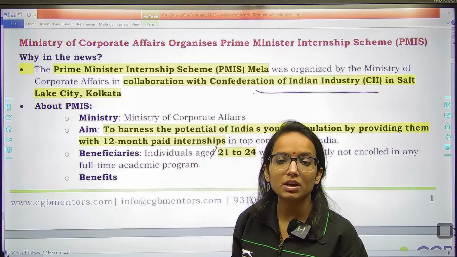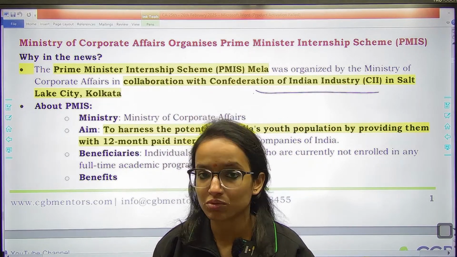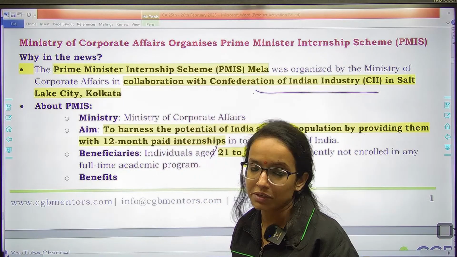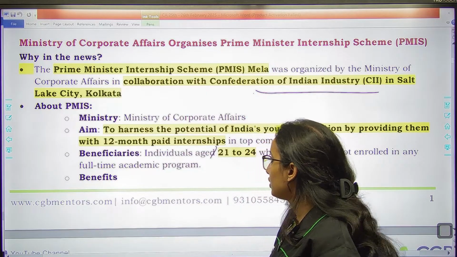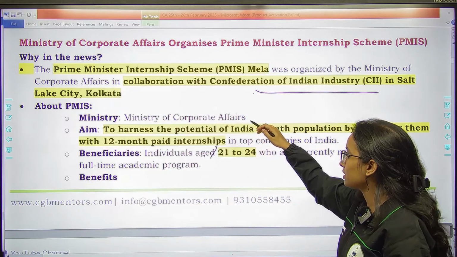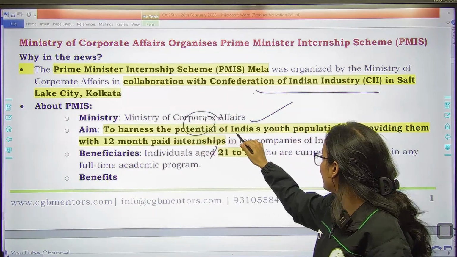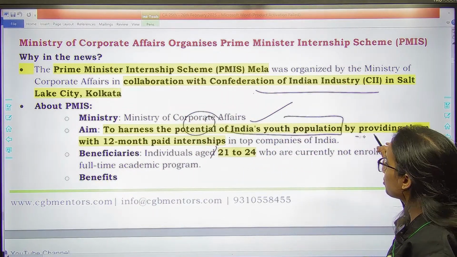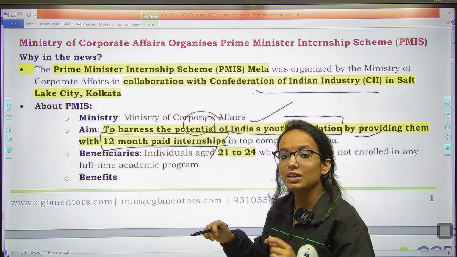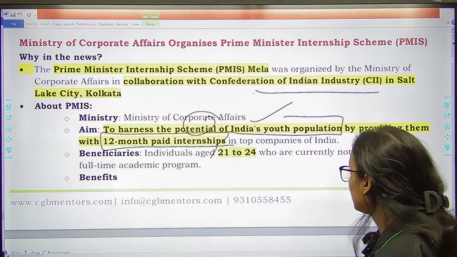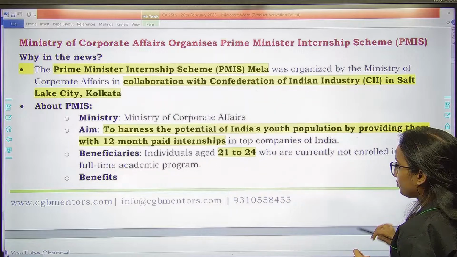Prime Minister Internship program is quite important. We have discussed in the last year's budget, it was announced, where they want to provide internship opportunities in top 500 companies to the youth, right? So associated ministry is Ministry of Corporate Affairs. What is the aim? To harness the potential of India's youth population by providing them with 12-month paid internships. 12-month paid internships, right? Remember this thing, 21 to 24 is the eligible age group.